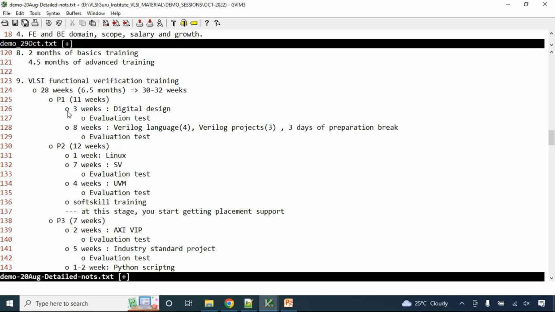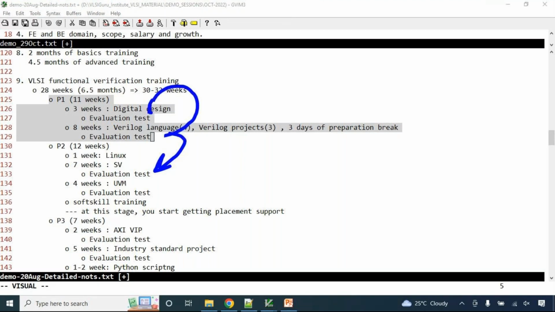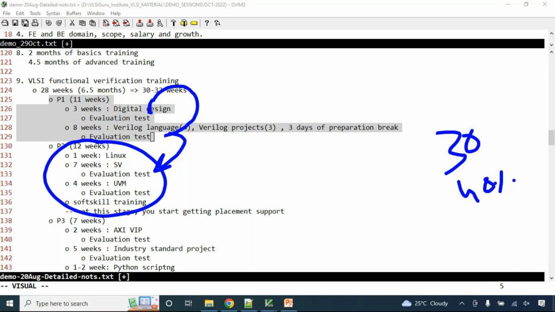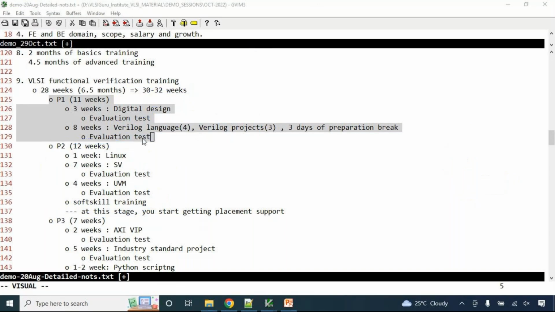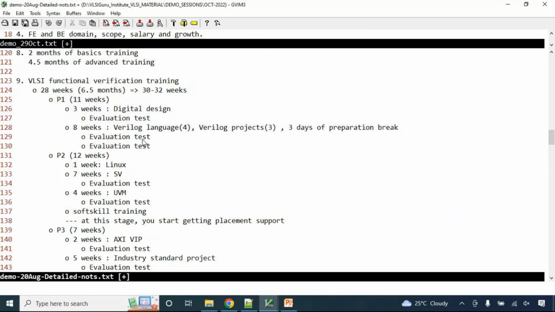Based on the performance in these two evaluation tests, either you will go to the next phase of training or you will have to repeat the training. If you don't score well at all, let's say you scored below 30% or below 40%, do you think it is good for you to go to the next level of training? So we will have a process where you will have to repeat either Verilog language or Verilog projects. In fact, there will be two evaluation tests: evaluation tests on Verilog language, and Verilog projects.